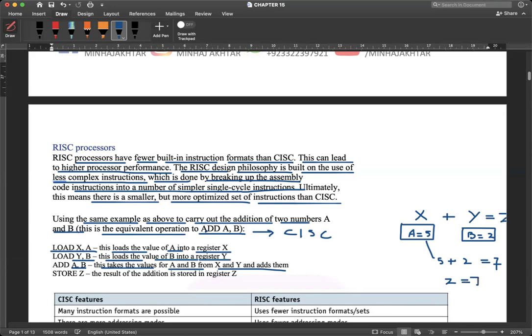So it is a bit tricky and lengthy, but the convenient way. So both processors work the same, but the way of working, the way of processing is different. RISC breaks the code into small instructions, like you see here. It takes X, it takes Y, and it takes Z as a register in order to save the instructions, isn't it?